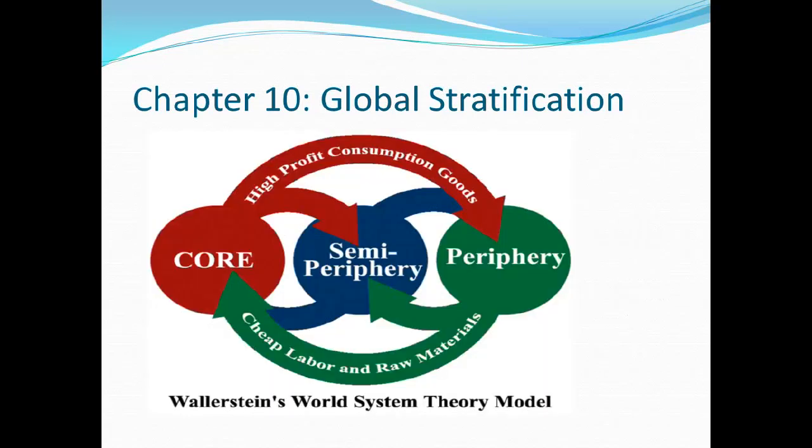So here's an example of Wallerstein's world system theory model. The core nations, as you see on the left, give high-profit consumption goods to the semi-periphery and to the periphery. And if we look at the semi-periphery, they're exploiting the periphery. The periphery in return gives cheap labor and raw materials to the semi-periphery and the core nations, completing this world system theory model.